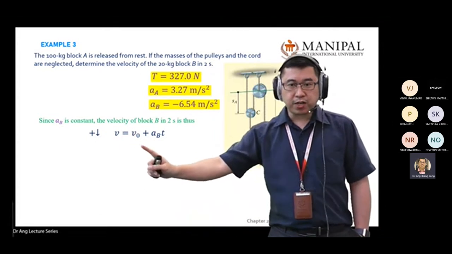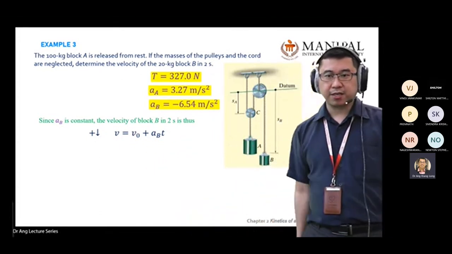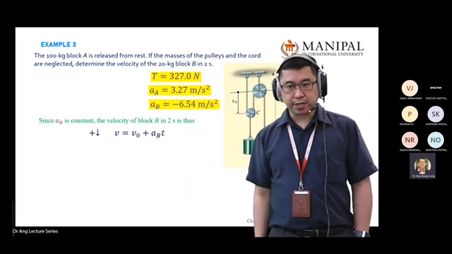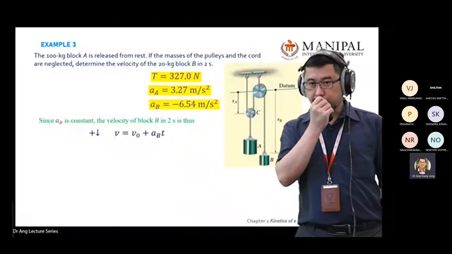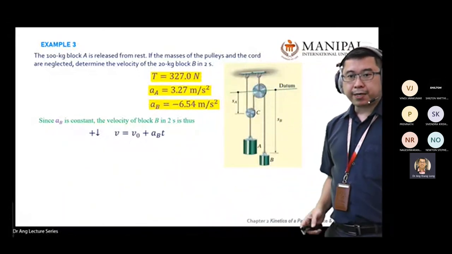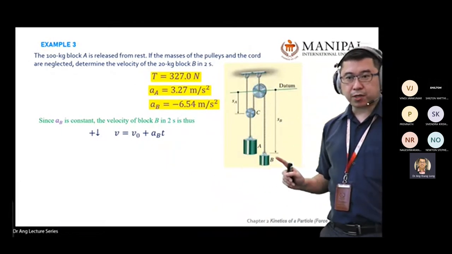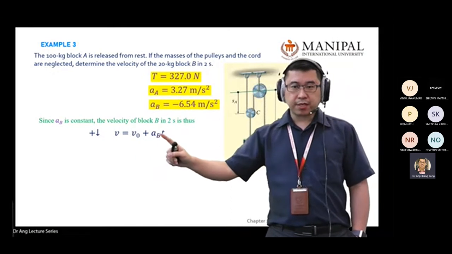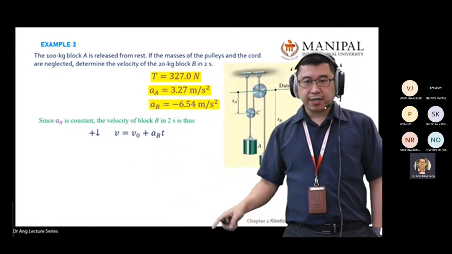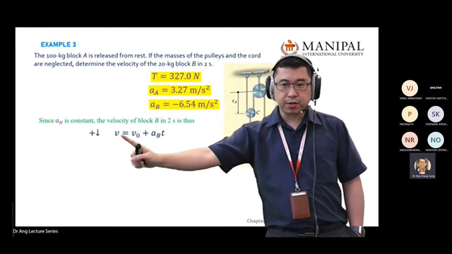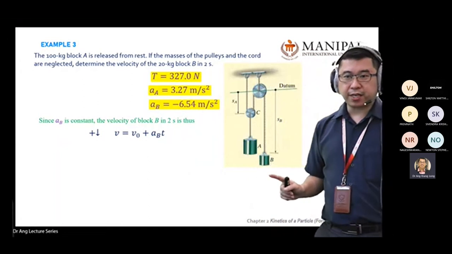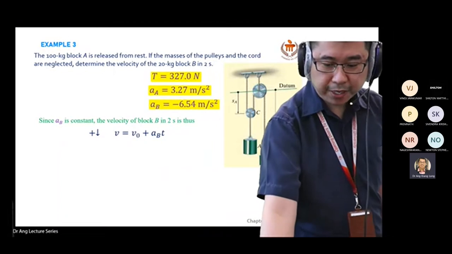This will be one of the equations of motion: V equal to V naught plus AT. I think this is the second or third time you see this equation in this chapter. In this case, we focus on B because the question asks us to focus on B. You can substitute the parameters here. The question asks you to find velocity, so this is the answer we are looking for. V naught, what is the initial velocity for B?